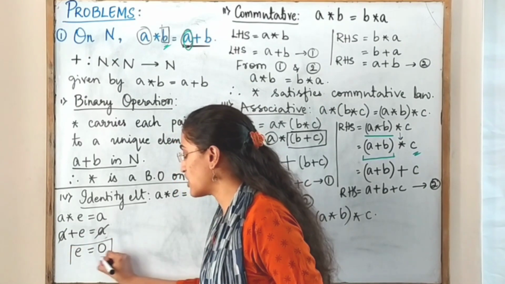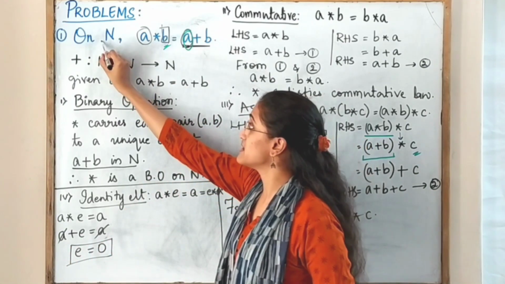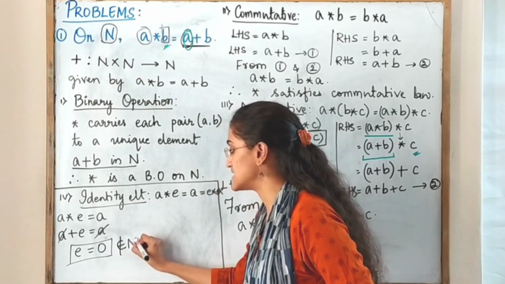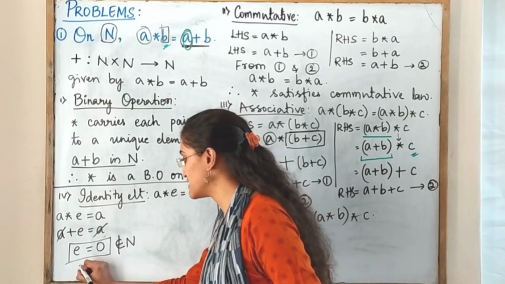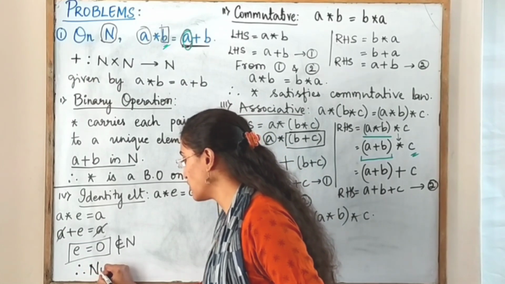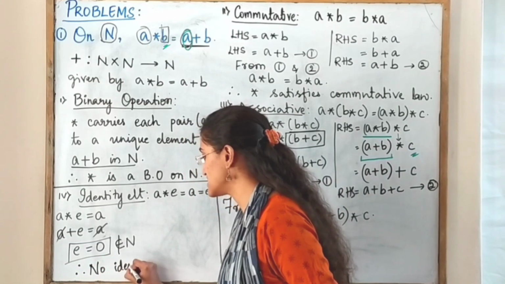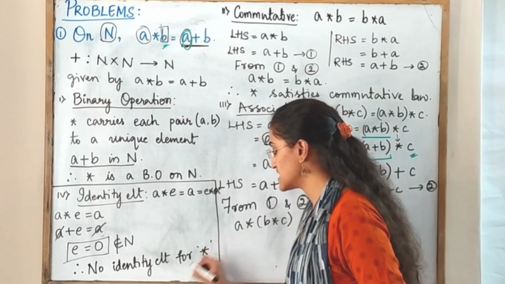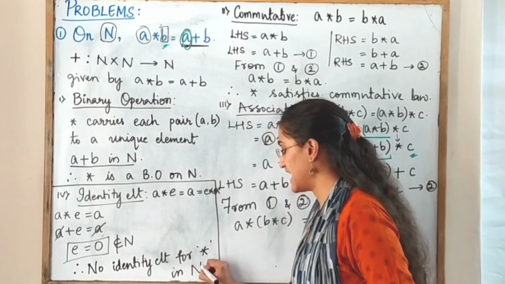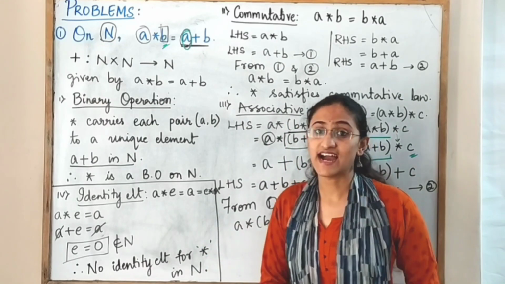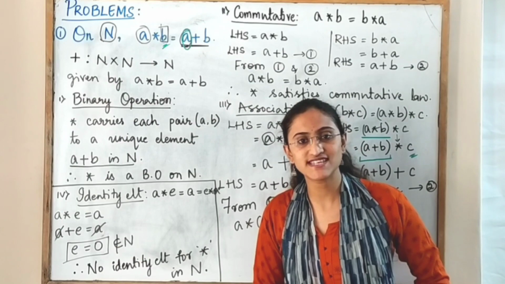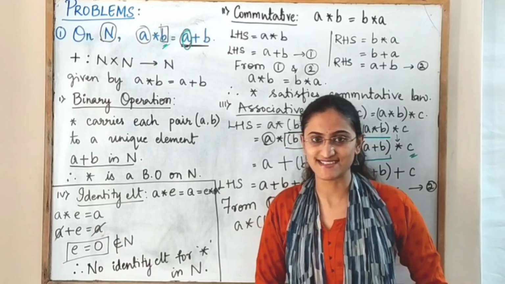But now there is a problem because the set is being given as N and 0 does not belong to the set N, and hence you can conclude that there is no identity element for the operation star in the set N. And since the identity element does not exist, obviously inverse element also does not exist.